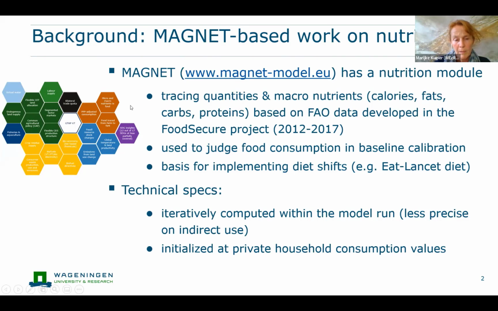If you have more interest in Magnet, on the left is a bit of how it looks. So we have a GTAP core, and then we have all sorts of modules around it. And one of these modules is this nutrition module. Technically, it's slightly different from what Maxime presented, and it's also referred to in his background paper. It's actually iteratively computed within the model, so it's not a Leontief inverse, so it's less precise on indirect use, and we initialize at private household consumption values. Also, I think the consumption values are what Maxime works with as well, and there are some issues with that.